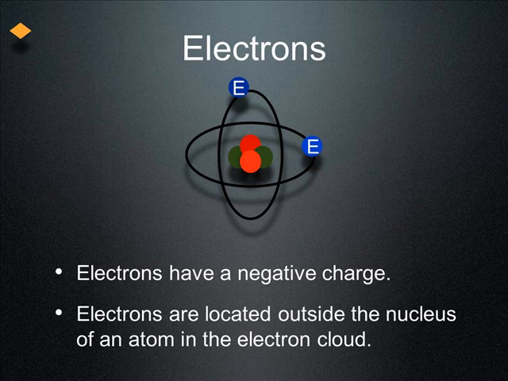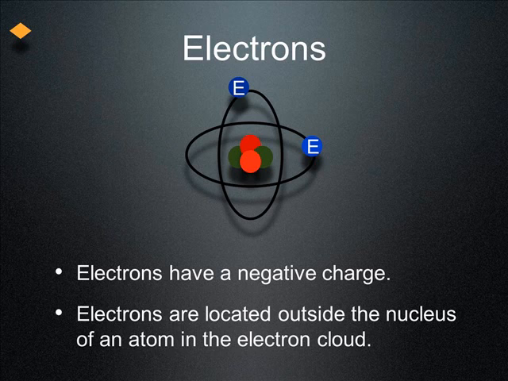Now, the last of the three is called an electron. The electron is not located in the nucleus. It's actually located outside the nucleus in what we call the electron cloud. The electron has a negative charge compared to the other two. Again, the electron is found in the electron cloud.